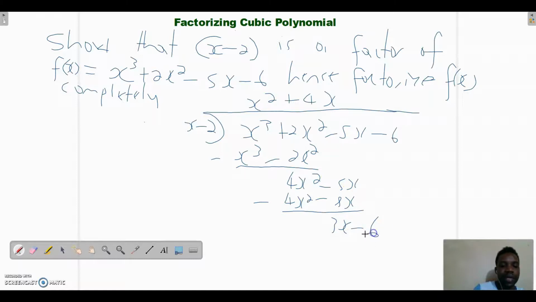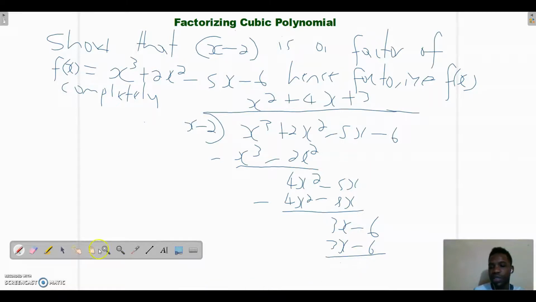I will carry down the minus 6. Now x into 3x would give me a positive 3. And 3 times x minus 2 would give me 3x minus 6. Now, how do I know that my division is correct?